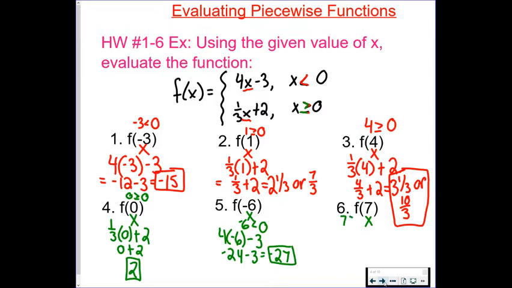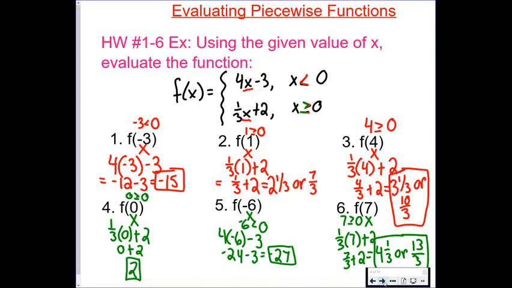7 is greater than or equal to 0, so I'm going to plug it into the bottom function in place of its x value. We get 7/3 plus 2, because 7 times 1/3 is 7/3, plus 2. You could leave it 4 1/3 if you type it in the calculator, or you could just leave it 13/3 as the improper fraction. Okay, either one works on those. And that's how you evaluate a piecewise function.